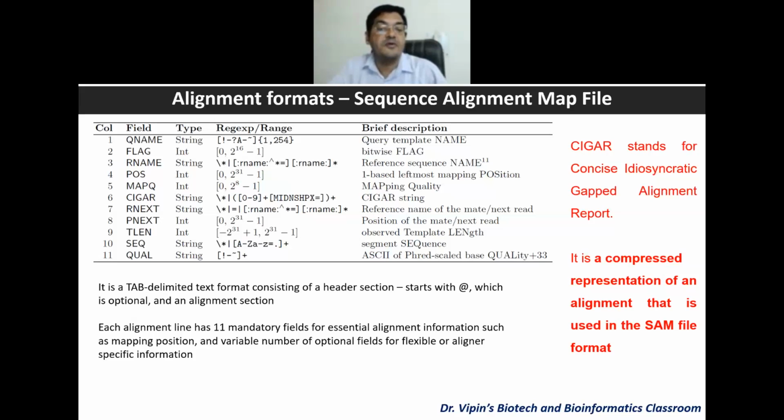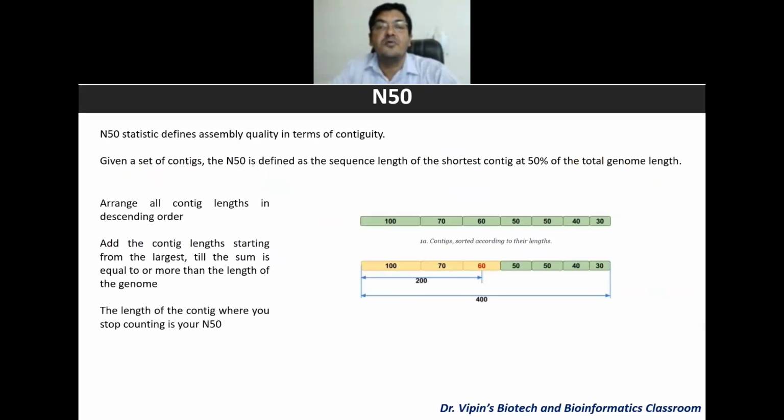When you finally get to the results, you're not able to analyze the results, right? So this is something that you need to know. Then there is one more thing that you need to know, that is known as the N50 value. N50 value is a standard value to tell you what is the quality of your assembly, right?